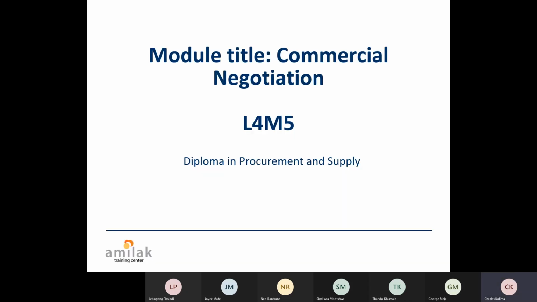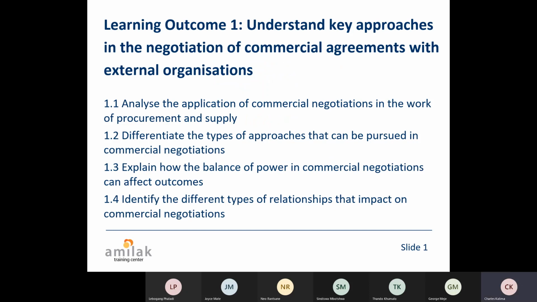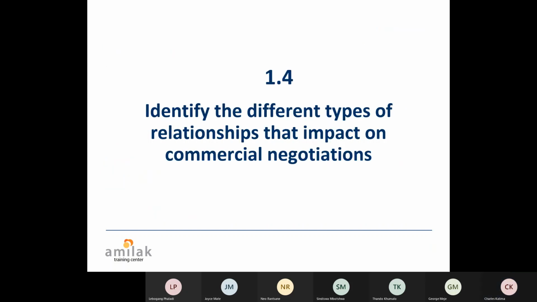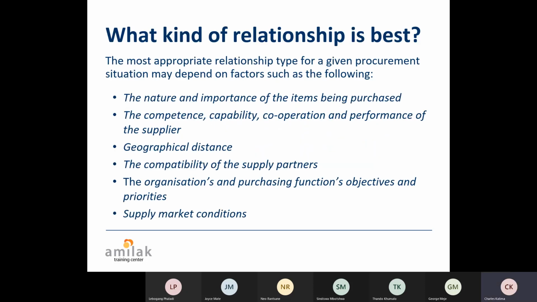And this is about the types of relationships that impact on commercial negotiations. Now, we've talked about the power balance between the buying organization and the supplying organization. So now we're going to talk about the types of relationships that impact on commercial negotiations. The relationship spectrum gives an idea of the various types of relationships that can exist between the buying organization and the supplying organization.